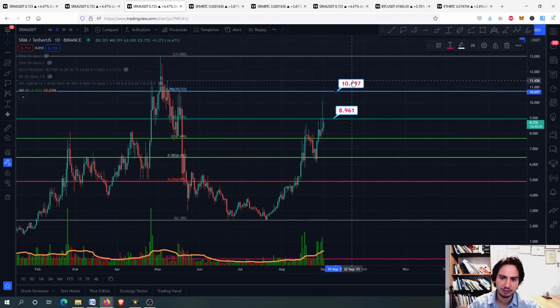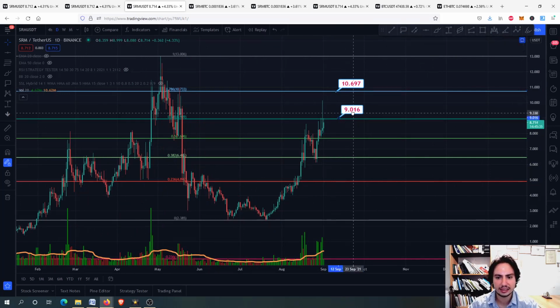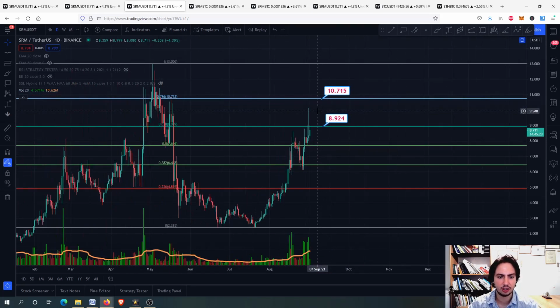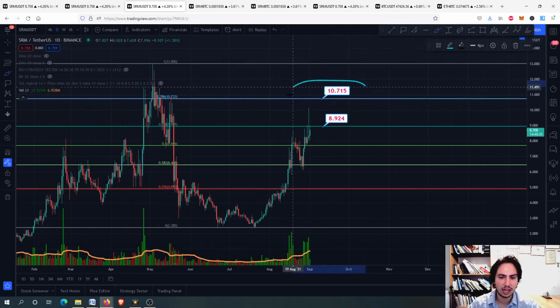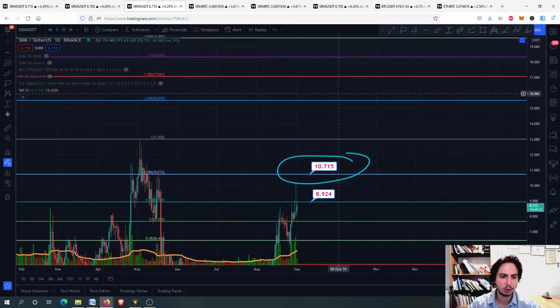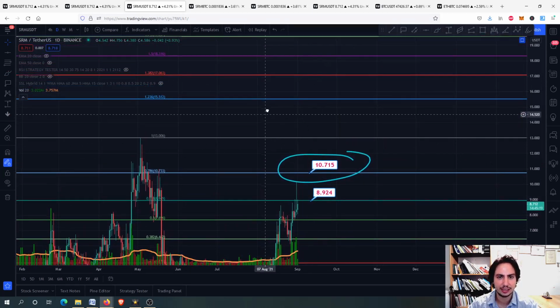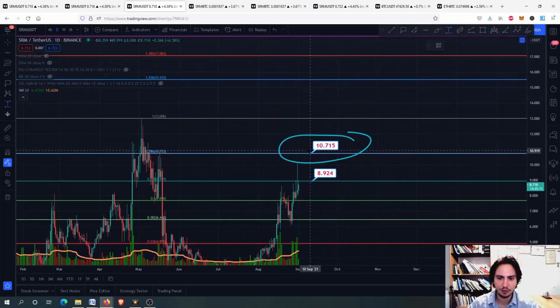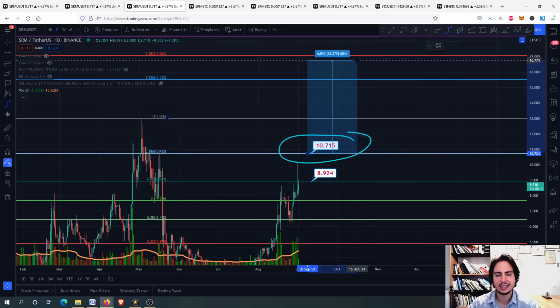And the most important levels are the 10.697 and the 8.969 Tether USD around there, and the 10.7, sorry guys for that, 10.7. In case we close above the 10.7, I think it's very possible to go to the 15 Tether USD and 17 Tether USD. So yes, it should be a very nice pump up for you guys, around 45% and 60%.